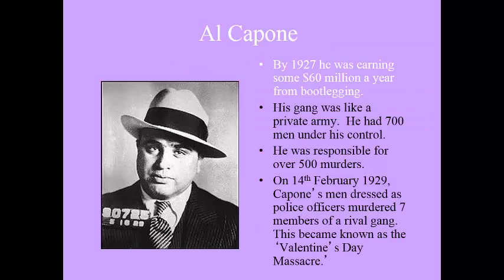One famous case of a gangster who benefited from prohibition was Al Capone. By 1927, he was earning some $60 million a year from bootlegging, and he was infamous throughout North America at this time. His gang was like a private army. He had 700 men under his control. It's estimated that he's responsible for over 500 murders, and he is the orchestrator of what became known as the Valentine's Day Massacre, which took place on February 14, 1929, where his men dressed up as police officers and murdered 7 members of a rival gang, made famous in the movie The Untouchables.